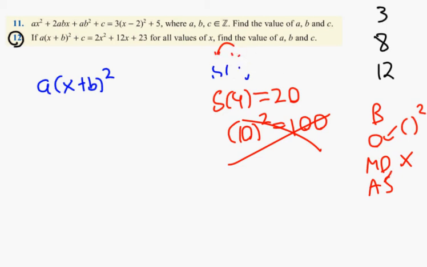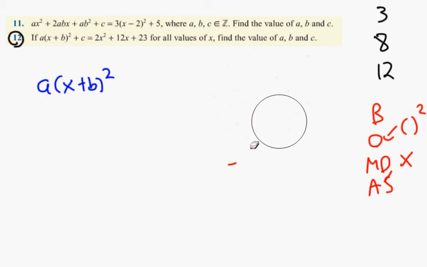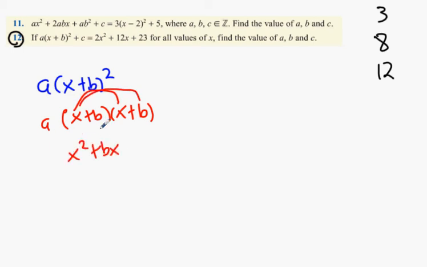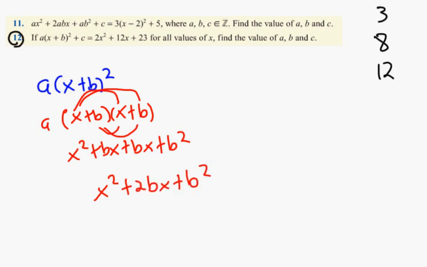So, can anybody explain why I showed you this really basic question? Because what's going to happen over here? Square it first, and once you're done squaring it, multiply it out. So x times x, x squared, plus bx plus bx plus b squared, x squared plus 2bx plus b squared. Are we happy with that?